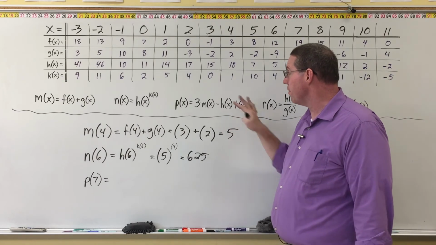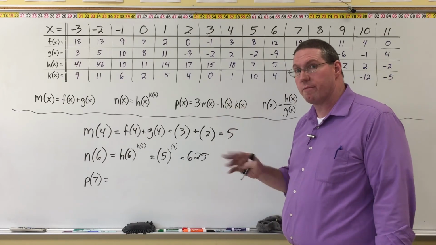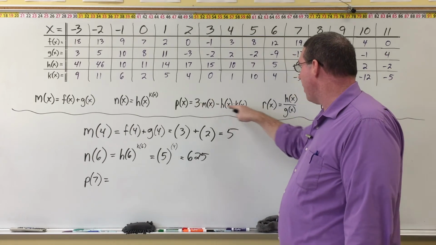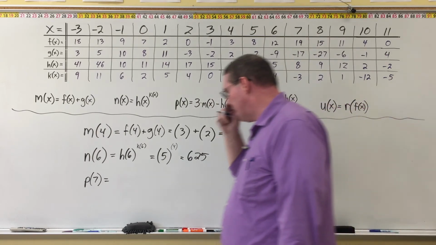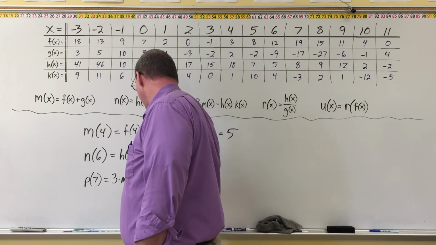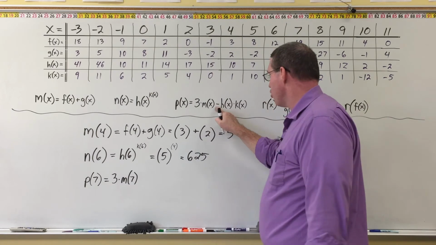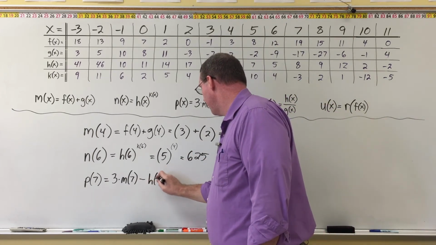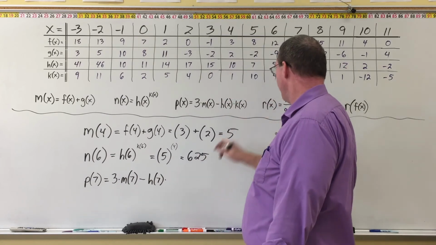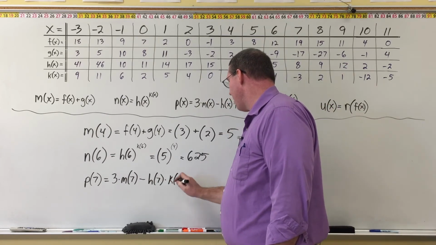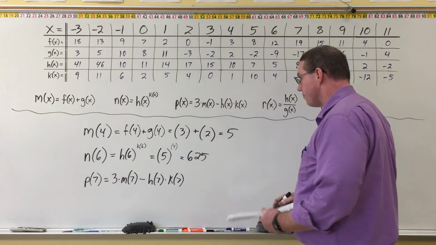Why don't you pause the video and see if you can try this one on your own. It's a little crazy, but I think you can do it. All right, so I'm going to rewrite this whole thing, but everywhere I see an x, I'm going to put in a 7. So 3 times m of 7, minus h of 7 times k of 7. And the h of 7 and k of 7, they come right out of the table.